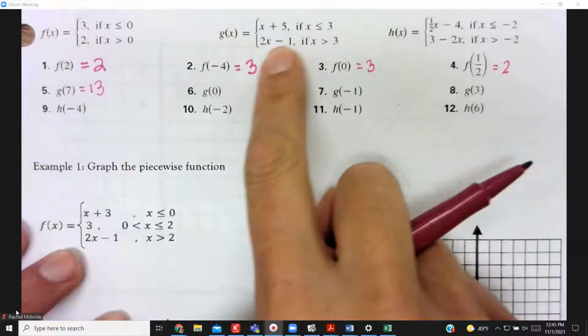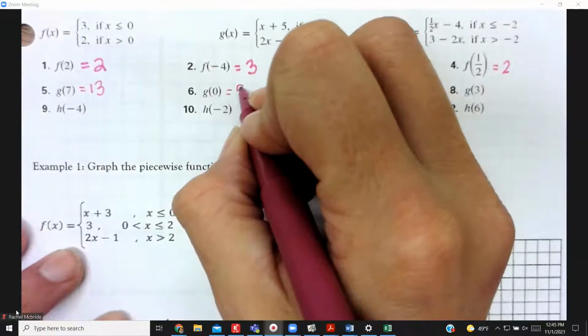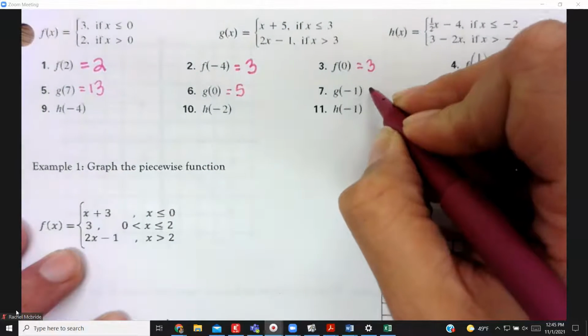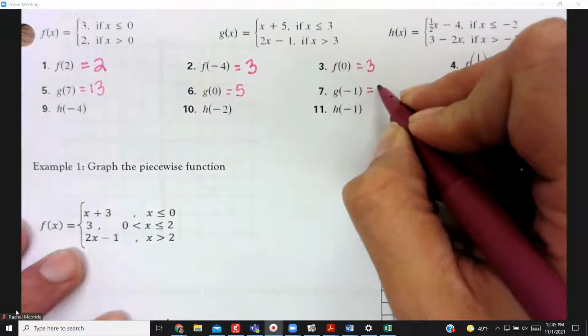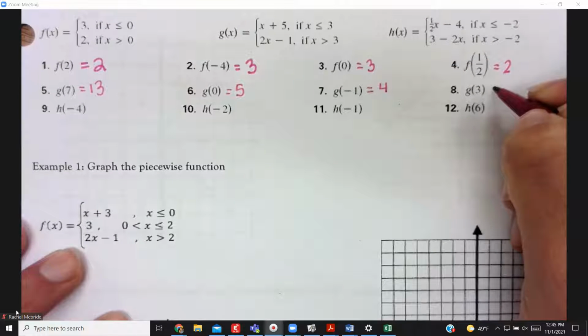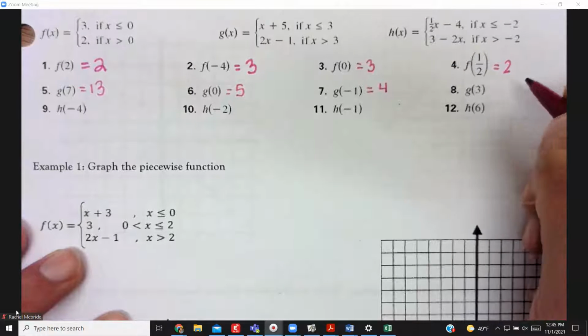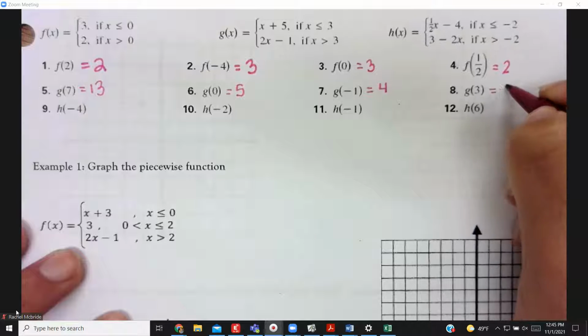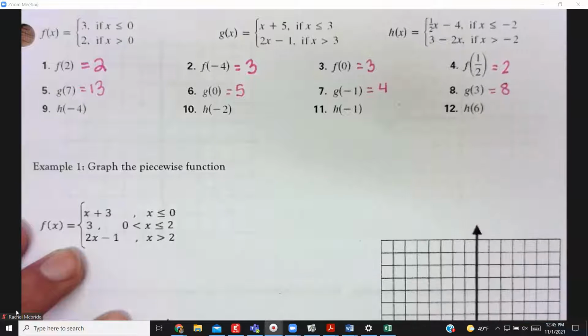0 is less than or equal to 3, so we get 5. Negative 1 is less than or equal to 3, and 3 is less than or equal to 3, therefore you get 8.